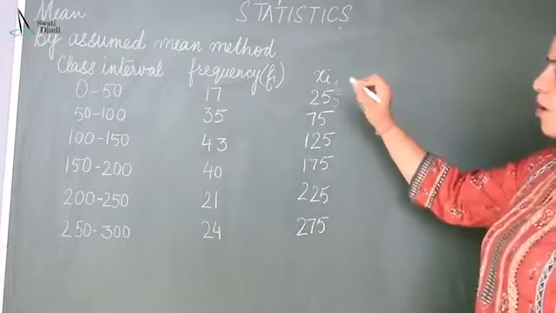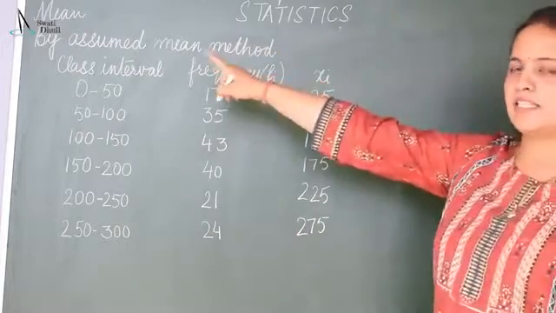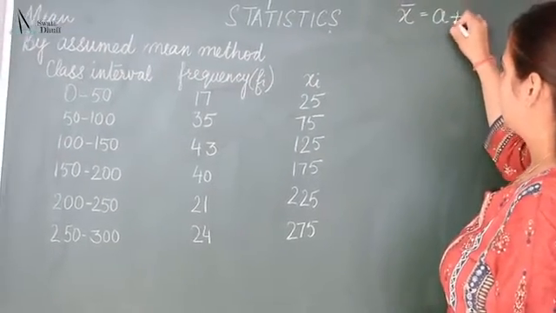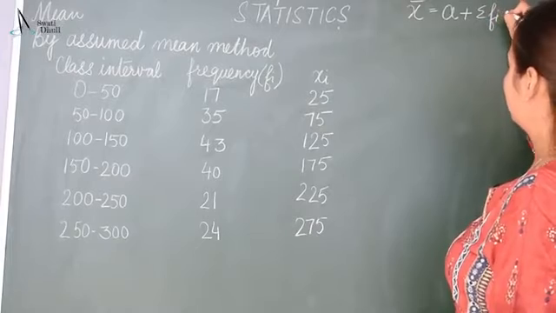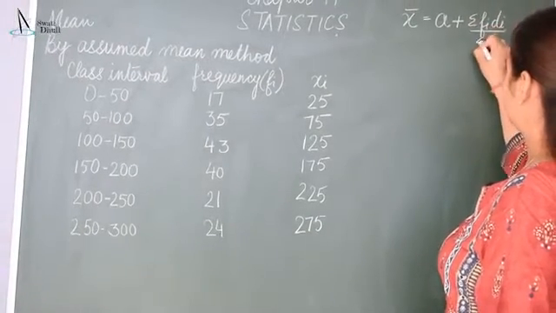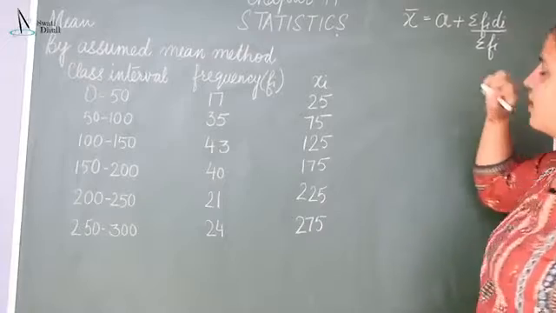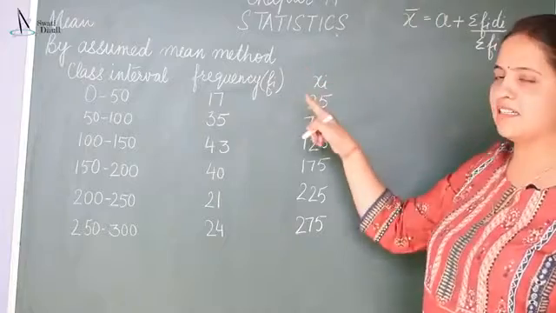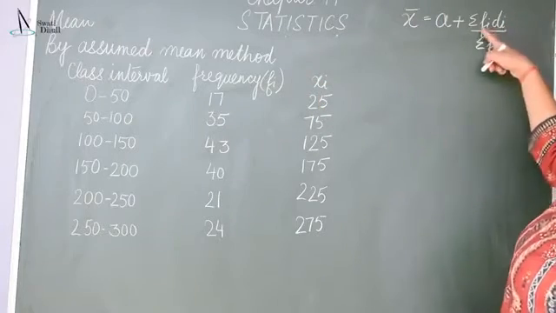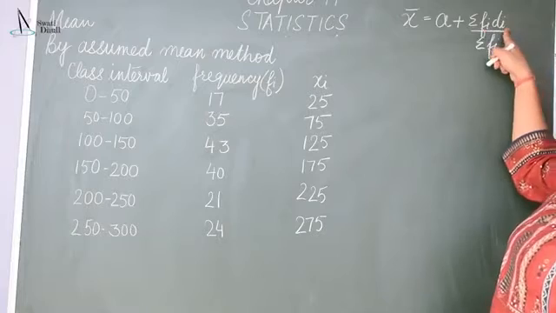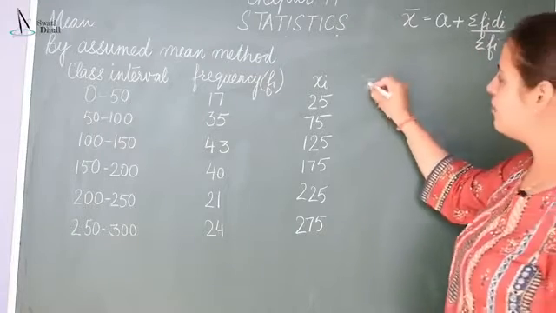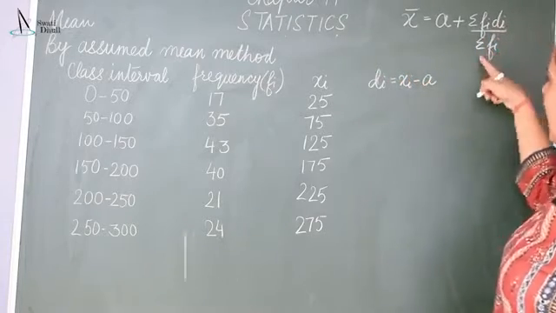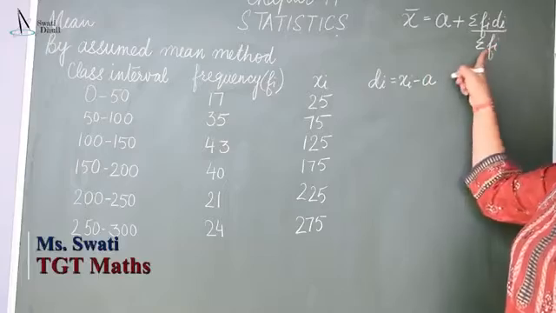Now the formula for finding the mean by assumed mean method, that is x bar is equal to a plus summation of fi di upon summation of fi. Where a is what we call the assumed mean. We'll consider the assumed mean first. Then for fi di, first we will find out the value of di, and di can be found out by xi minus a, and summation of fi is the sum of all the frequencies.